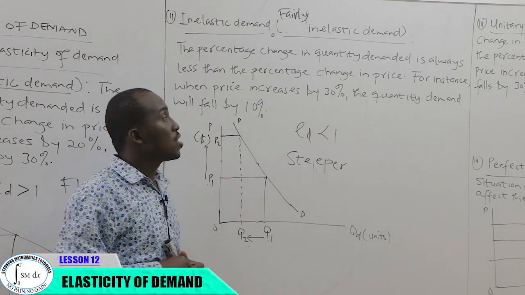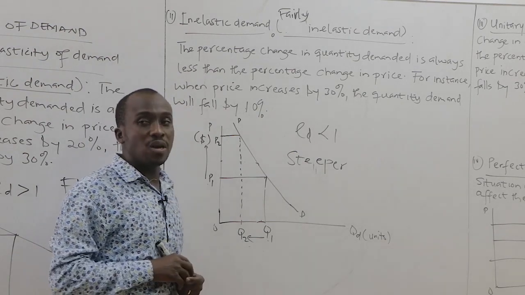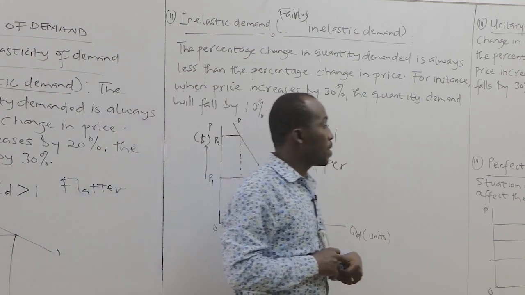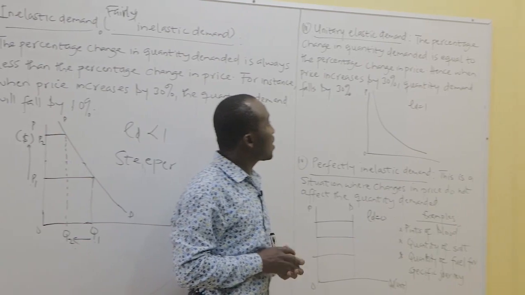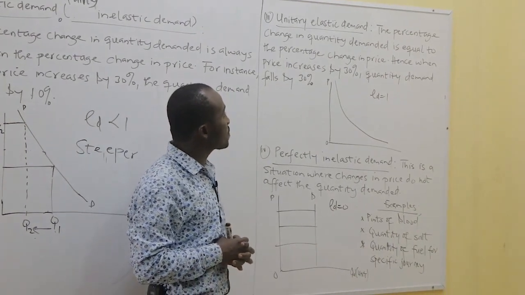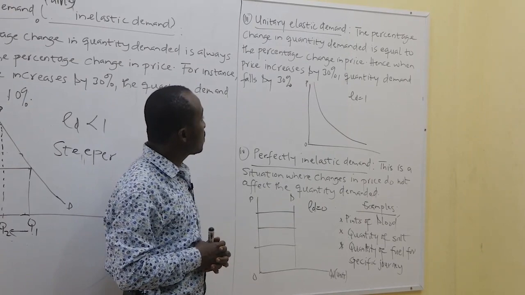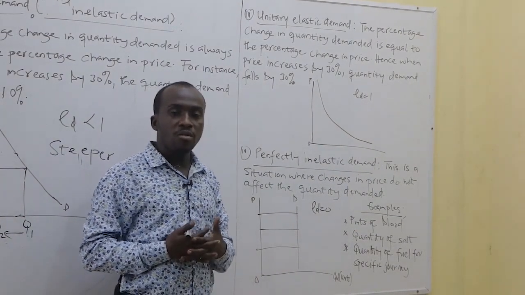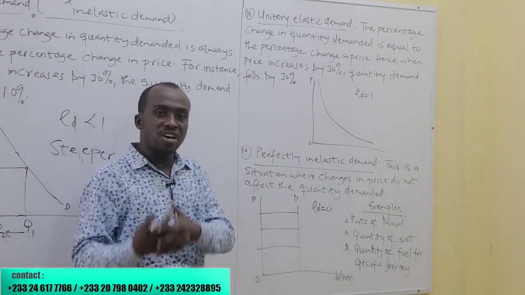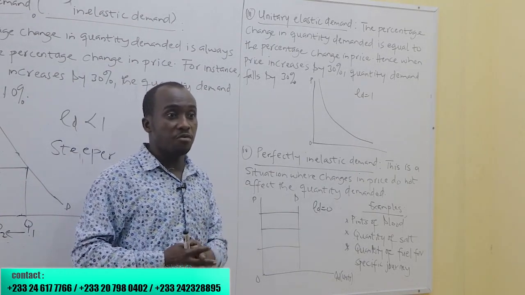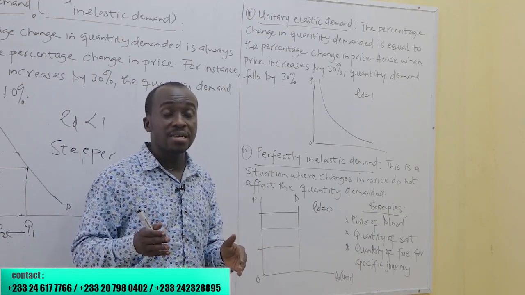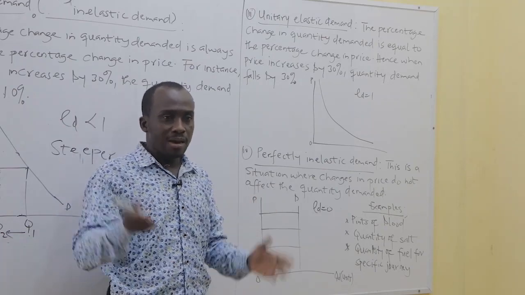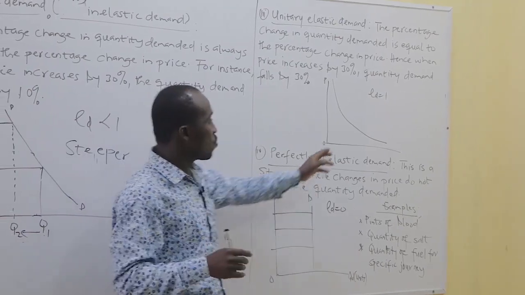Let's go to unitary elastic demand. What is unitary elastic demand? Unitary elastic demand is when the percentage change in quantity demanded is always equal to the percentage change in price. Hence, when the price increases by 30%, quantity demanded will also fall by 30%. So with unitary elastic demand, the change in price is equal to the change in demand. If price falls by 10%, demand will increase by 10%. If price increases by 20%, demand will reduce by 20%. So the changes are almost the same. So you have elasticity equal to 1.